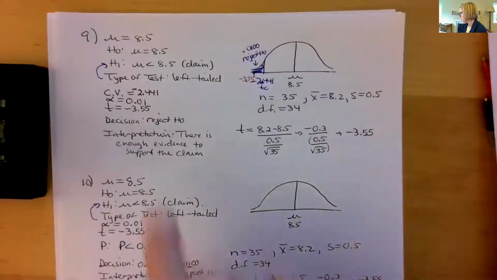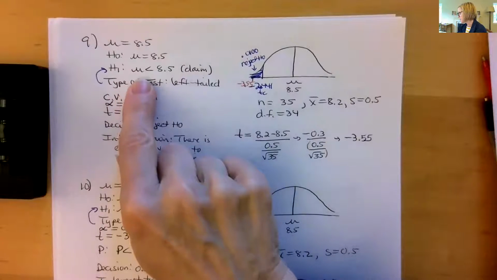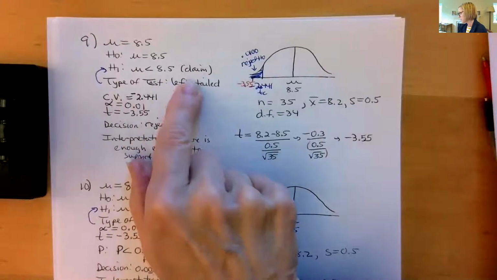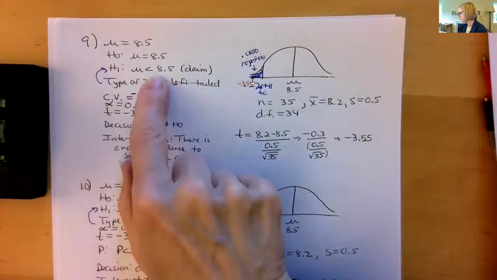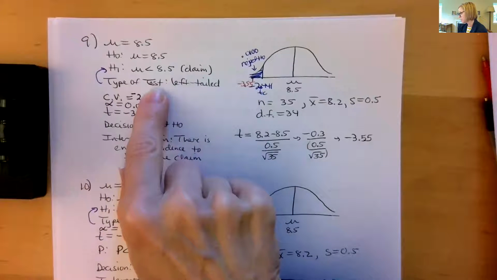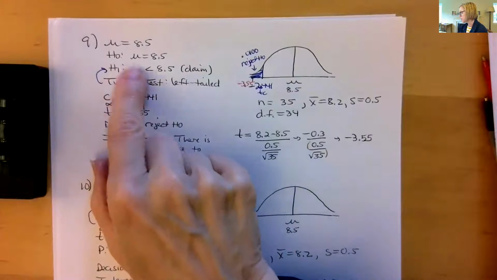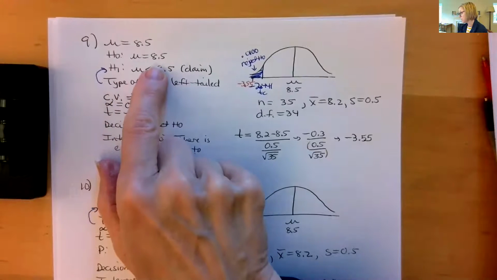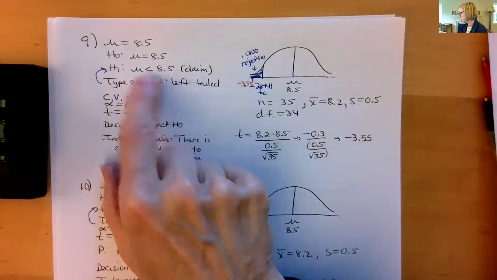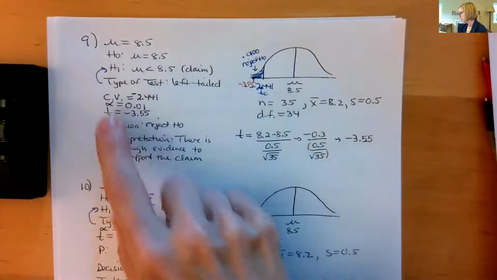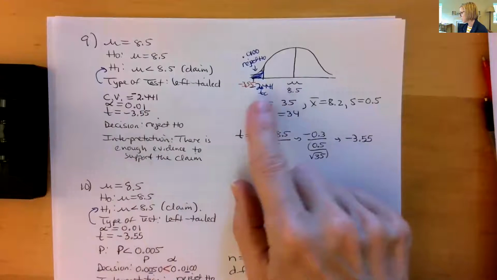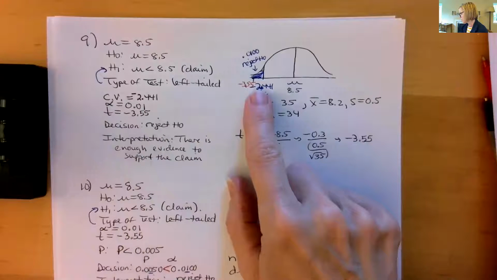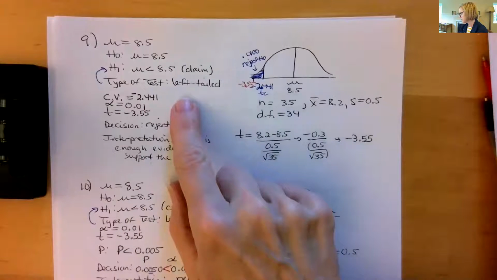Going to number 9, the claim is that the mean is less than 8.5. That makes it a left-tailed test because of the less than in the alternative hypothesis. For the null, it always has equal, mu equals 8.5, whatever you're comparing it to. So that's what we're going to use for mu. The type of test, again, is left-tailed. So we're going to use a critical value here, a left-tailed test.